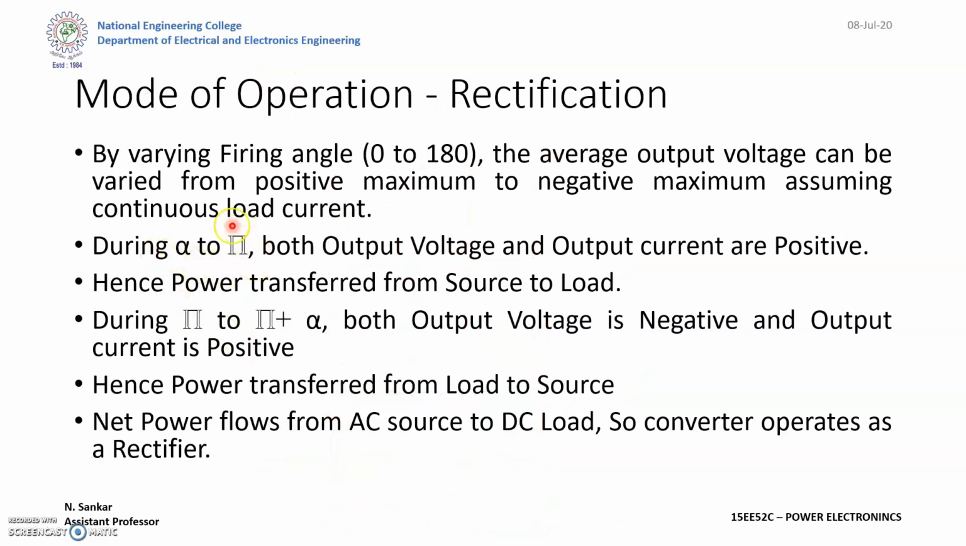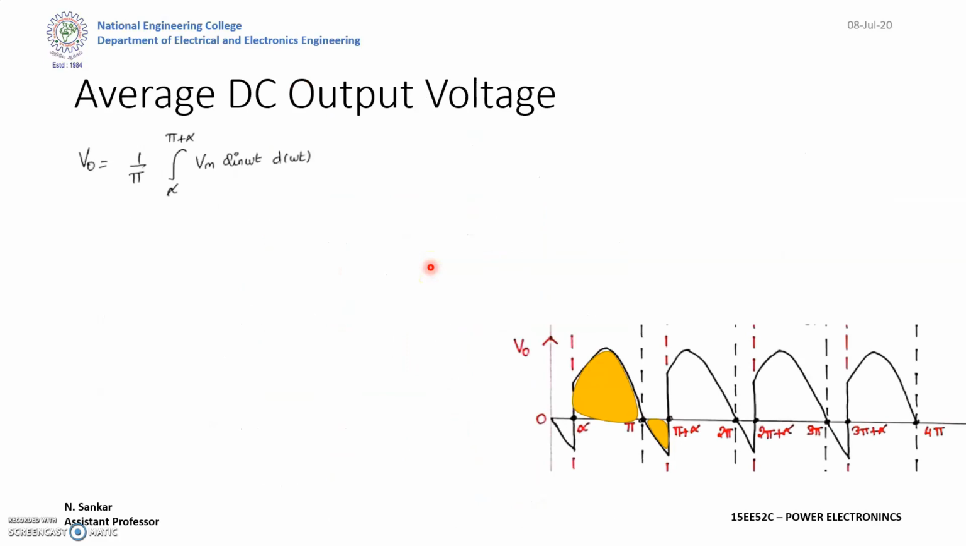So from alpha to pi, both the output voltage and output current are positive. This is for alpha less than 90 degrees. If you take from alpha to pi, both output voltage and output current are positive, so power is transferred from source to load. That is what we are dealing with at this point. From alpha to pi, the voltage is positive and current is positive, so the power is transferred from source to load.